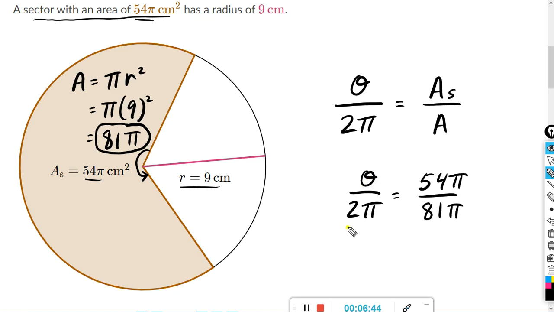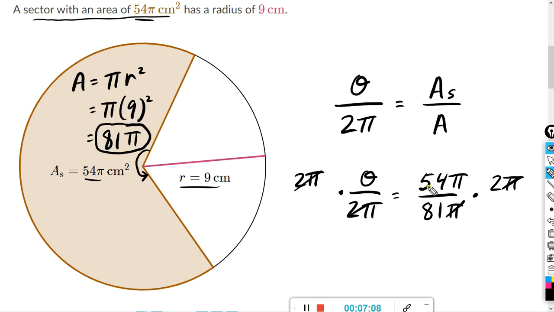All right, solving for the angle theta. It's divided by 2 pi. The opposite of dividing by 2 pi is multiplying both sides by 2 pi. 2 pi divided by 2 pi cancels. On the right-hand side, pi divided by pi cancels.